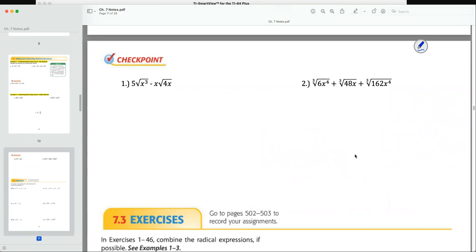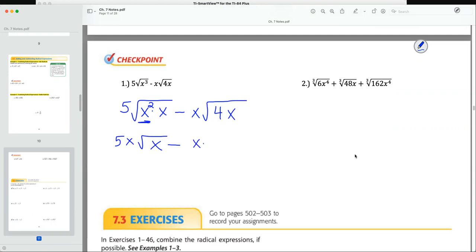All right, so looking at the first one, this is square roots. Only thing I can do here is rewrite x to the third as x squared times x, and minus x times the square root of 4x. Well, actually, the square root of 4 can be simplified, but I'll just leave it like this for now. So the square root of x squared, I can take that out. It's going to be an x on the outside. And the square root of 4, I can take that out.